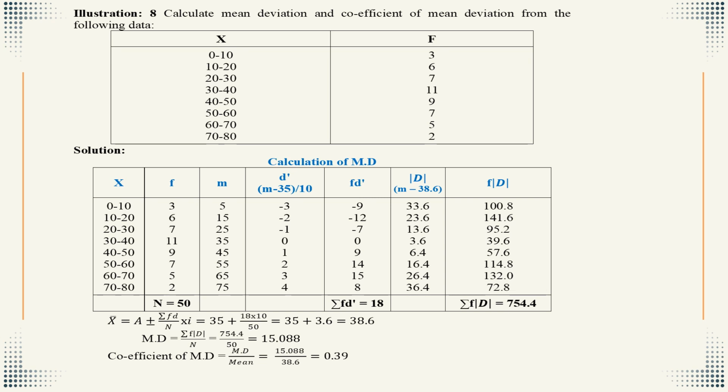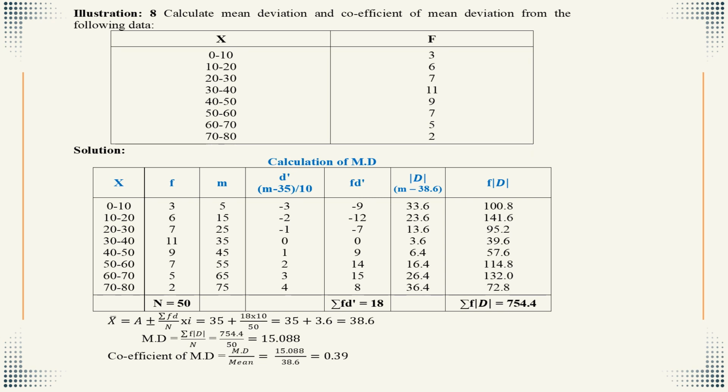Then the frequency should be multiplied with the corresponding D dash. Here the frequency is 3. 3 into 3, the minus symbol is here, thereby minus 9. 6 into minus 2, minus 12. 7 into minus 1, minus 7. 11 into 0, 0. 9 into 1, 9. 7 into 2, 14. 5 into 3, 15. 2 into 4, 8. Then modulus D should be calculated, that is mid value minus 38.6.